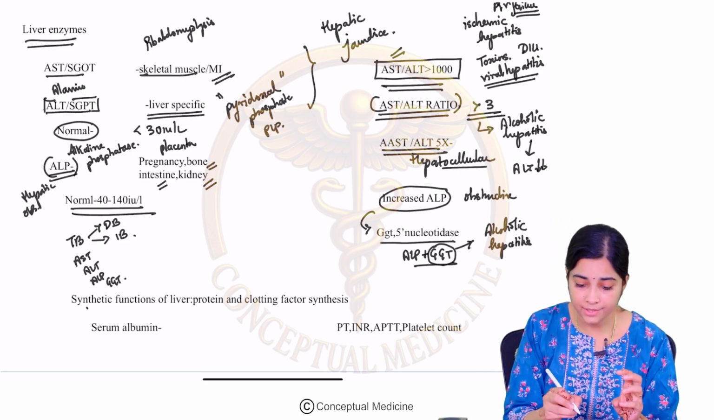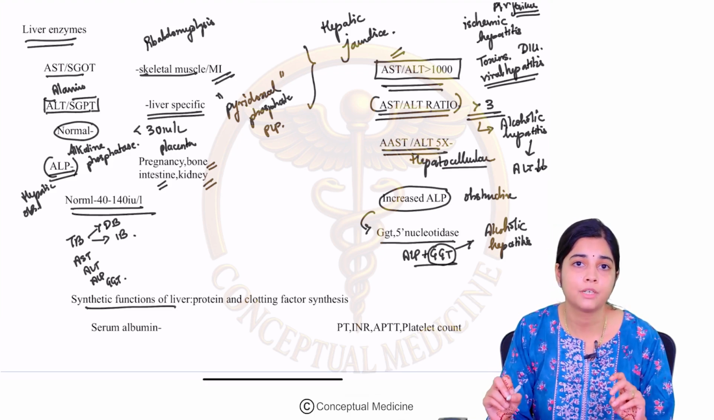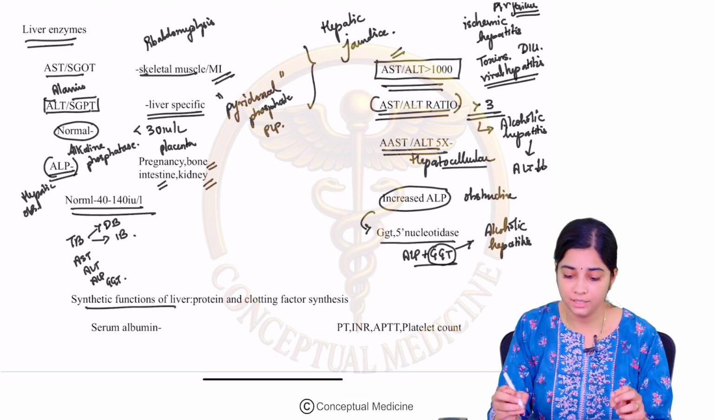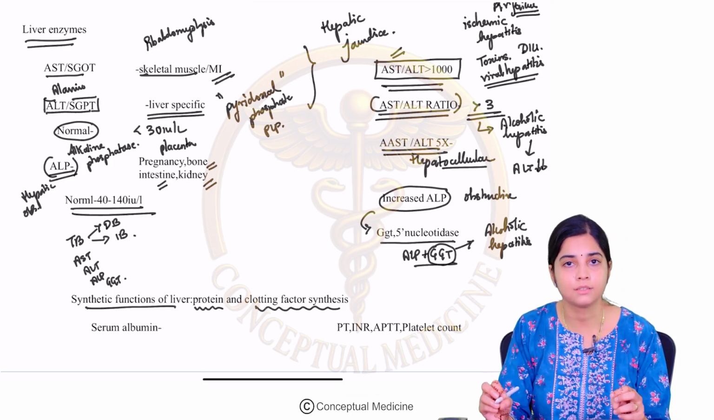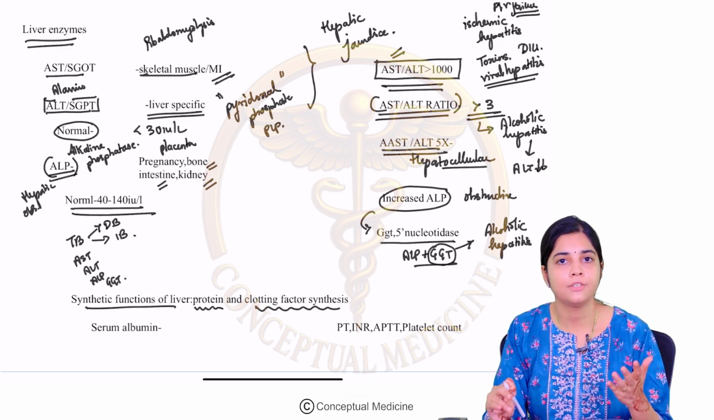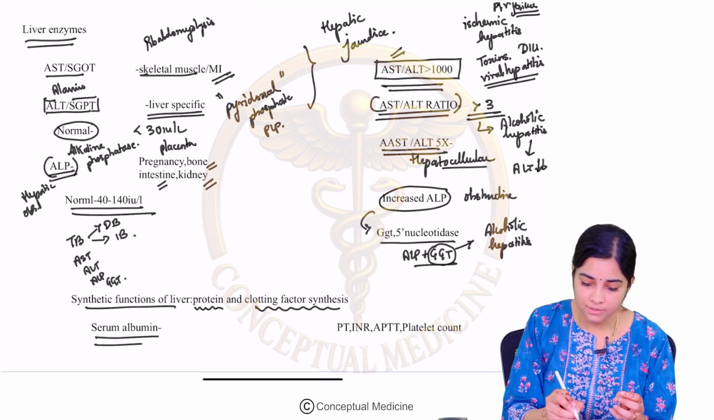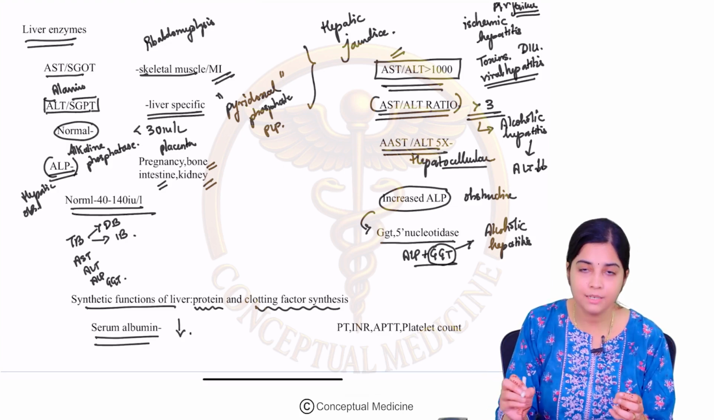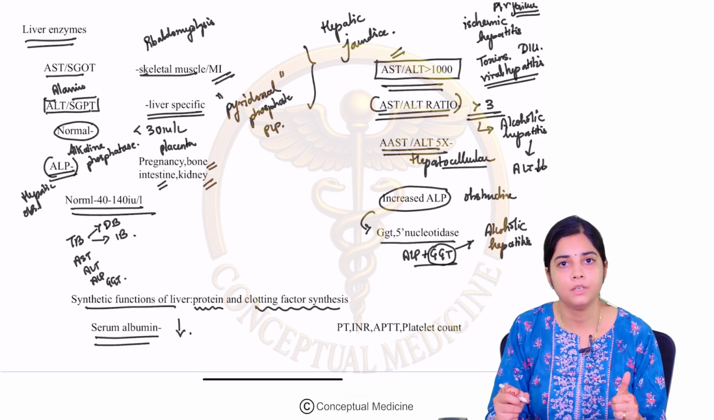Apart from this, we also have to look at the synthetic functions of the liver. So what are the synthetic functions of the liver? The liver is basically involved in making proteins and clotting factor synthesis. So any damage to the liver can cause damage to your protein synthesis and clotting factor synthesis. So what happens to the serum albumin? The serum albumin is decreased in liver disease because albumin is produced from the liver, right?